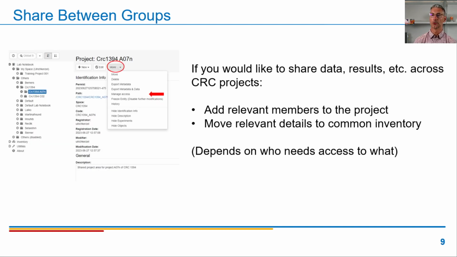If we then want to share between groups, we have several options. First of all, if you, for example, work bilaterally, you can just add members of the other project to our project here, and we can, for example, give them observer status but not write access. Or if this is something that we need to share with the wider community within the CSE, we can move this to the common inventory so that everyone has access.